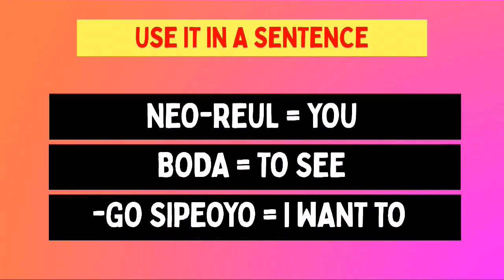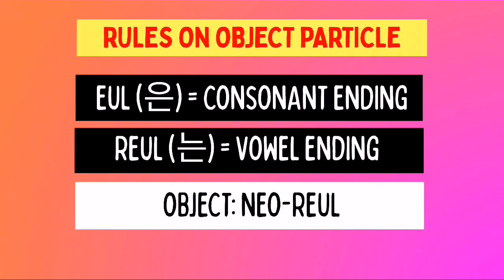The first part of the sentence is 너를, and this part means you. But take note that 너 is an object, and 를 is just added to 너 as an object particle. If you could recall, these are the rules on object particle. If the object has a consonant ending, we need to add 을. But if the object has a vowel ending, we need to add 를. And for this case, since we have 너, which has a vowel ending, we need to add 를.